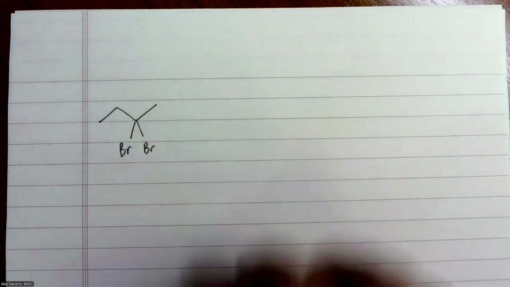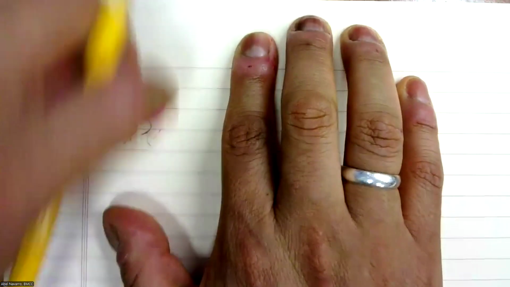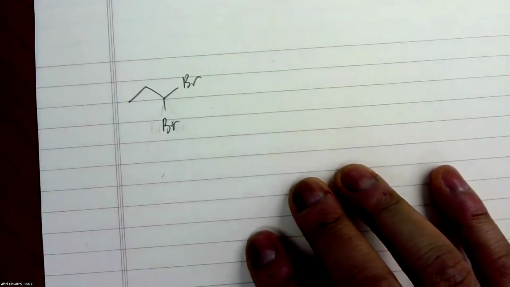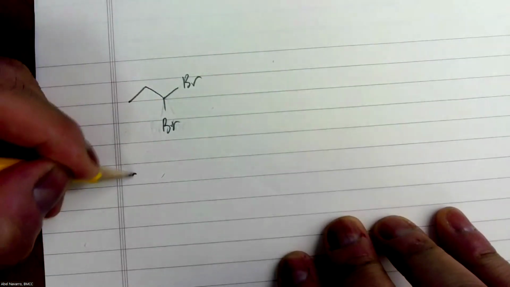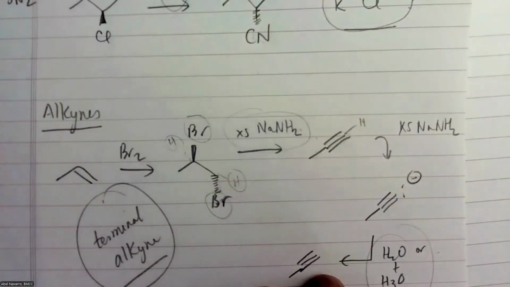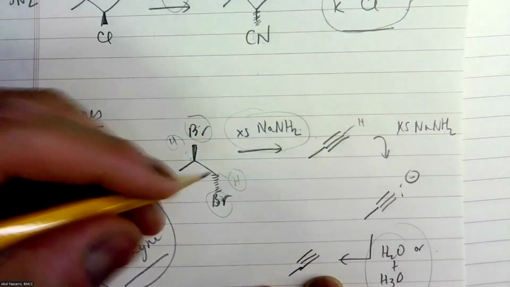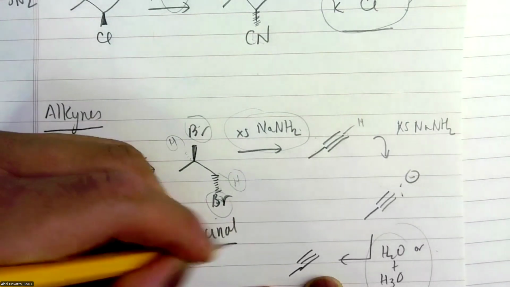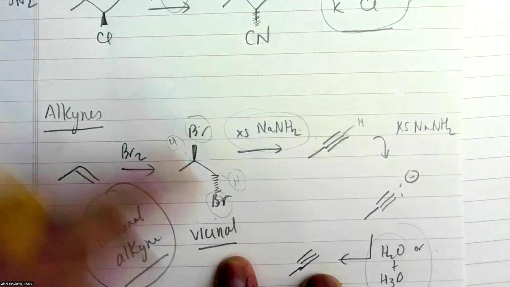Any other way to make alkynes? Well, there are many ways, but if you already have a dibromide, this is the difference between these dibromides. This dibromide is called geminal dibromide, as opposed to this one. These ones are called vicinal dibromides, neighboring dibromides.